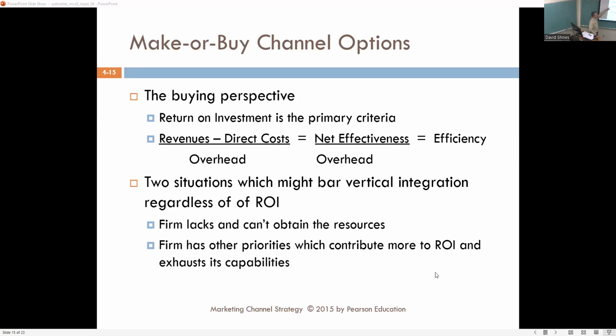Net return is the net effectiveness over overhead. Give me one more dollar, or give me one better income, even by $1, I do that. Okay.